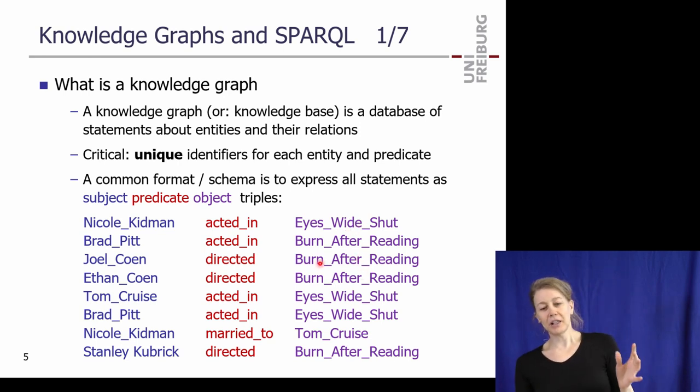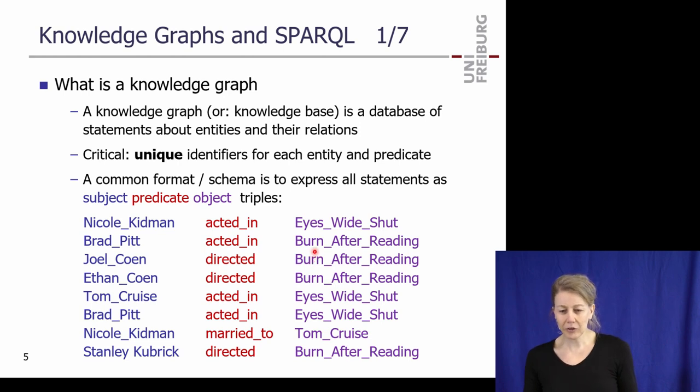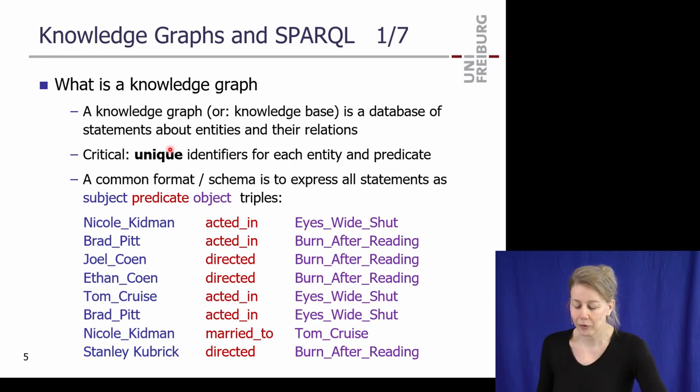And let's look at the example a little more, because we learn a few things about knowledge graphs even by this simple example. For what follows, it's very important that when you refer to this movie, Eyes Wide Shut, you always refer to it in the same way. Otherwise, you don't know that, for example, Tom Cruise and Brad Pitt acted in the same movie, if you call it slightly differently. So when you want to express that an individual acted in a movie, you have to call it acted in exactly that way. So that's why it says unique identifiers. If you want to express this relation, always use this word.